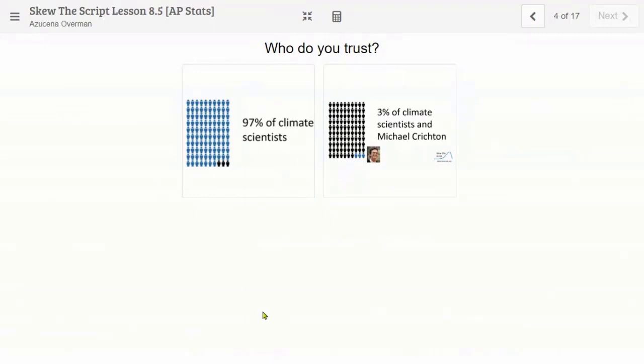So, question is, who do you trust? Do you trust 97% of climate scientists or 3% of climate scientists and Michael Crichton? You're allowed to trust whichever one you want.